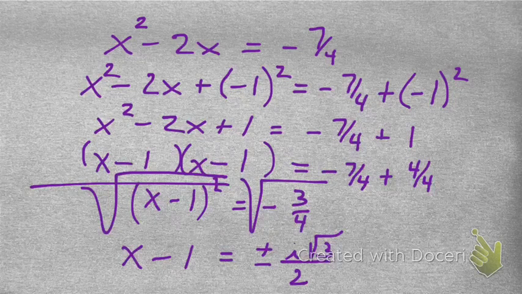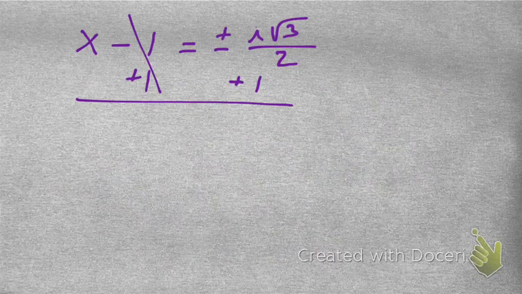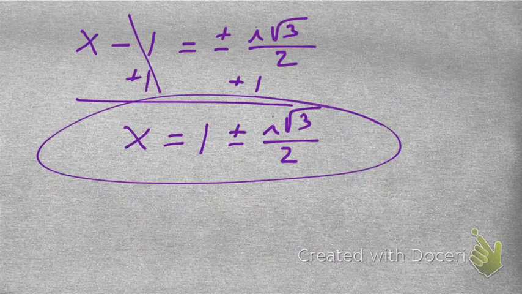x is almost completely isolated. Our final step is to reverse subtraction with addition. We will add 1 to both sides. Our answer is 1 plus or minus i square root of 3 divided by 2. Same answer with a different method.